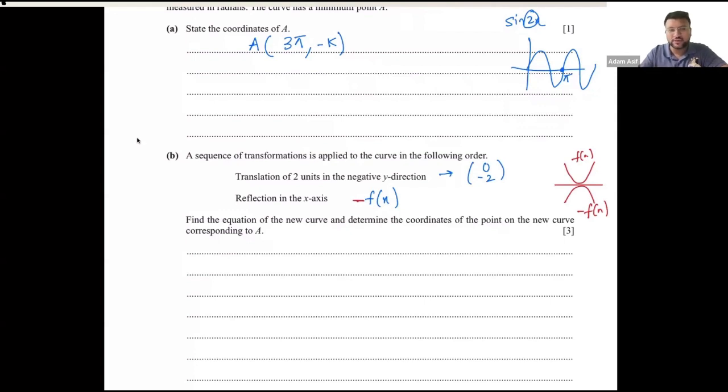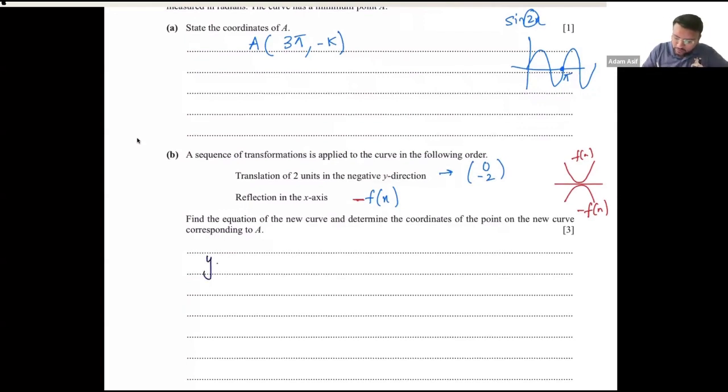Now these are the two transformations. We need to find the equation of the new curve and determine the coordinates of the point on the new curve corresponding to point A. Okay, so we are going to start with the function that we have, y equals k sine half x. This is the original function. Now you are going to apply two transformations on this function.